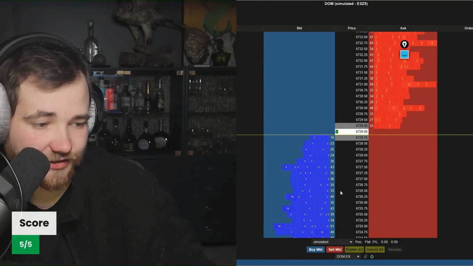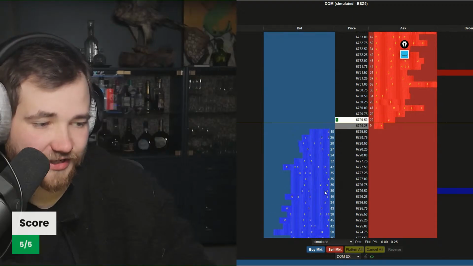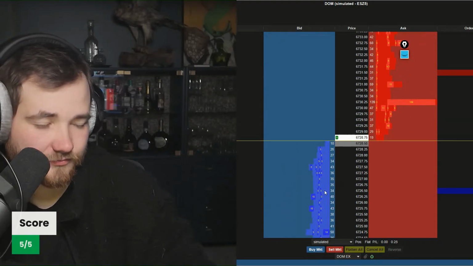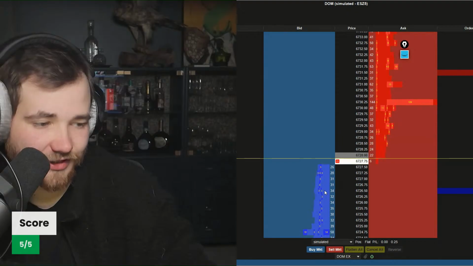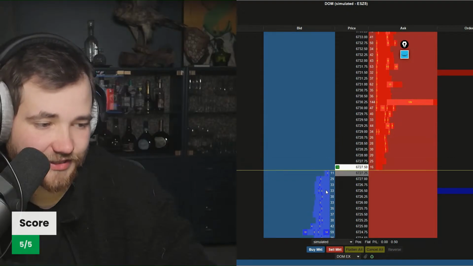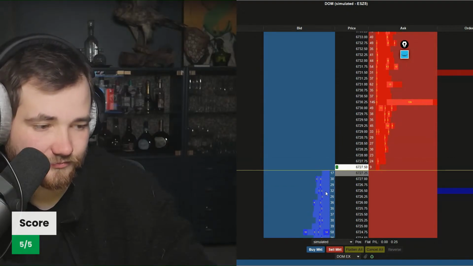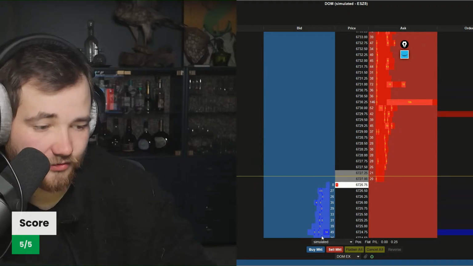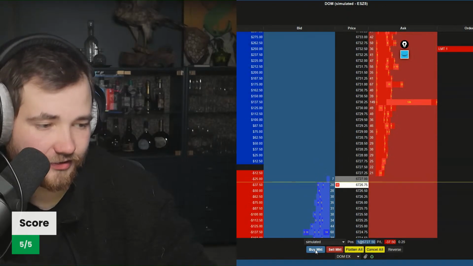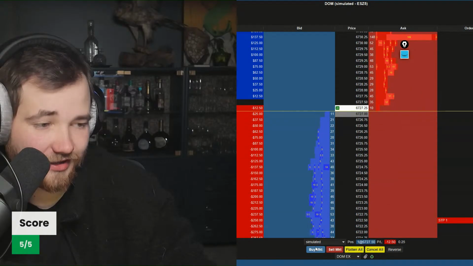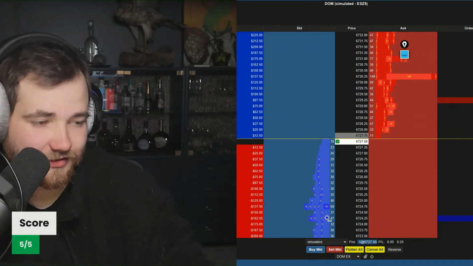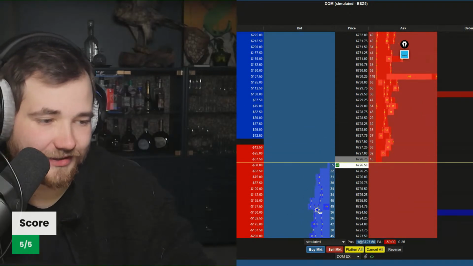2650. Look at this level here. This is what we are interested in. We're interested in this level, so let's wait and see if it gets defended. If it does, then we enter. There we go. It held. And it held. Now we're in it to win it.